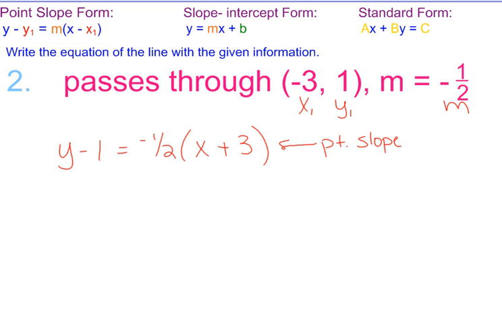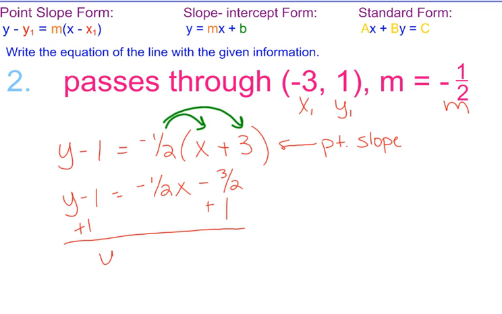To move to slope-intercept form, I'm going to distribute my negative 1/2. So I would have y minus 1 equals negative 1/2 x, and then a negative 1/2 times 3 would be negative 3/2. You can do that in your head, in the calculator, or by hand, however that worked for you. Then the last step to go to slope-intercept form would be to get the y by itself, so I add 1 to both sides. I would have y equals negative 1/2 x, and then negative 3/2 plus 1. If you do that mentally, negative 3/2 is negative 1 and 1/2. So negative 1 and 1/2 plus 1 would be negative 1/2.